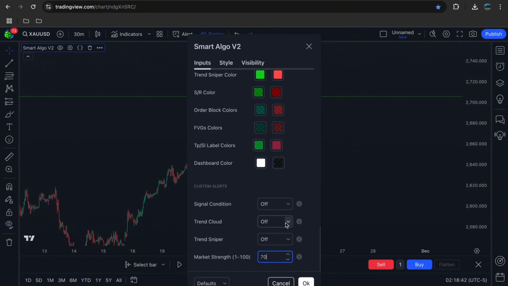The beauty of these custom alerts is that they let you manage your trades efficiently while saving time. Whether you're monitoring key levels, waiting for trend confirmations, or tracking market strength, these alerts ensure you're always in the loop. Once you set them up, you can receive notifications directly through TradingView. And if you're on the go, you can even configure them to send alerts to your phone.